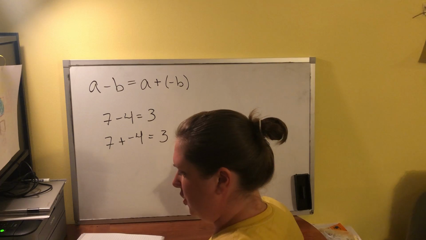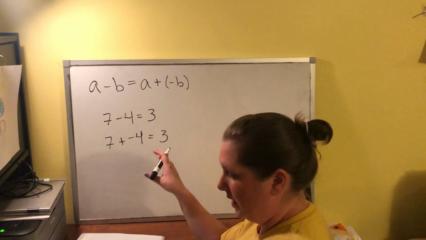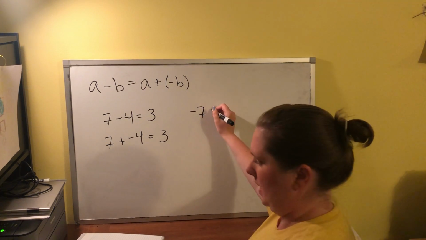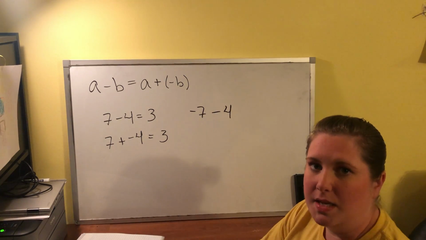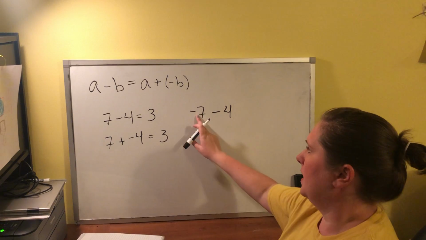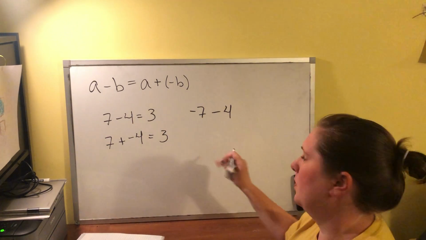All right, now where this changes a little bit is when we're dealing with both of them being negative, or one being negative, one being positive. So for example, if we were given negative 7 minus 4, this is where I see the mistakes made on the homework and the test with the signs, okay? This is negative 7 minus 4. If we apply our property, it's much easier to know what our answer is.